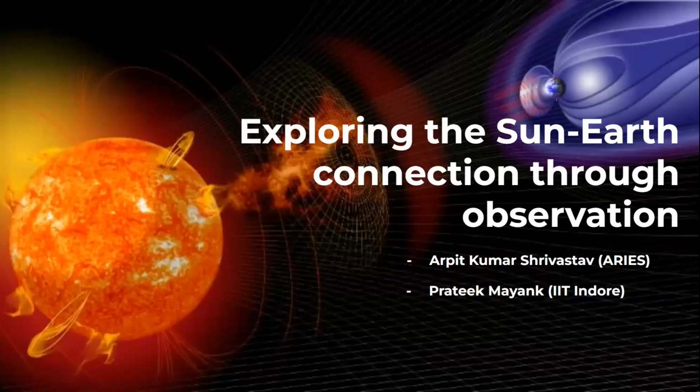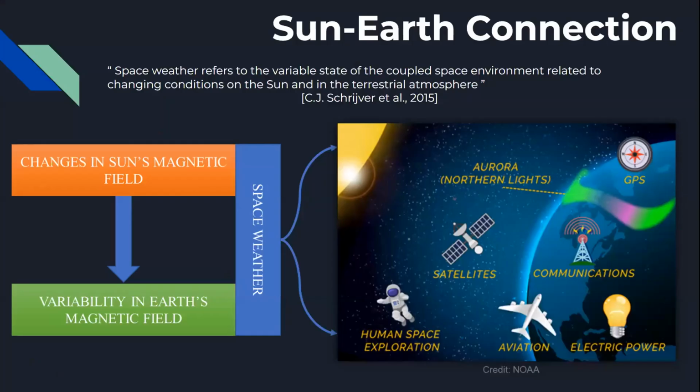this project. Okay, so let's see what the sun-earth connection is. The sun-earth connection is mainly driven by space weather, which refers to the variable state of the coupled space environment related to changing conditions due to the sun and its effect on the terrestrial atmosphere. There are some changes in the sun's magnetic field, and these changes are seen on Earth in the variability of the magnetic field around the Earth.